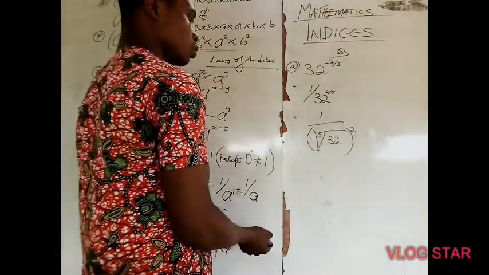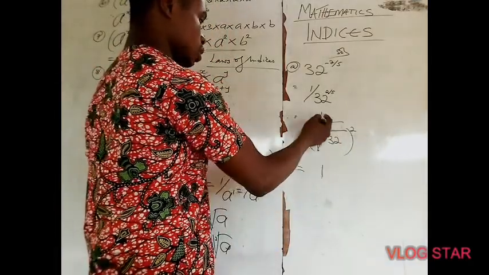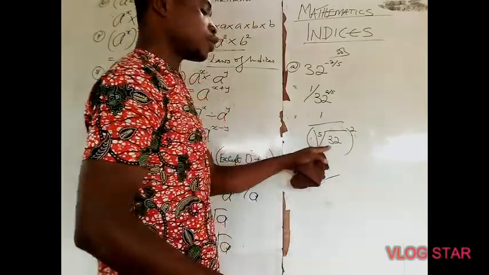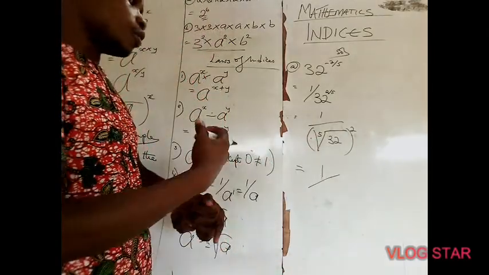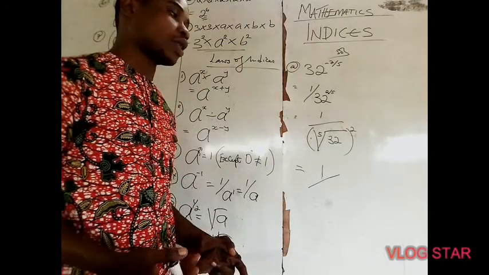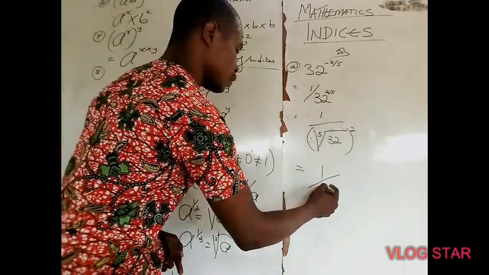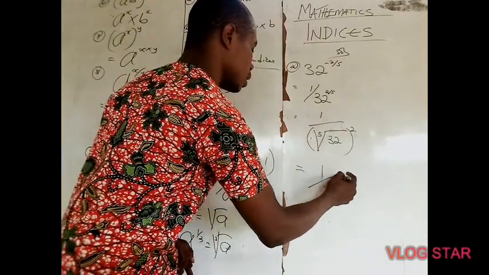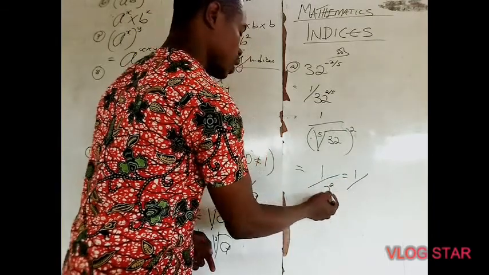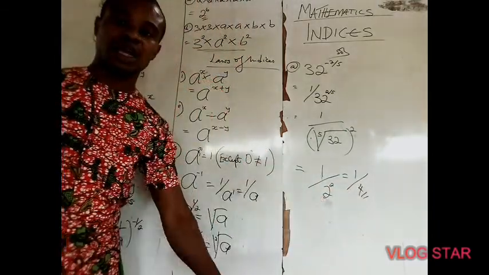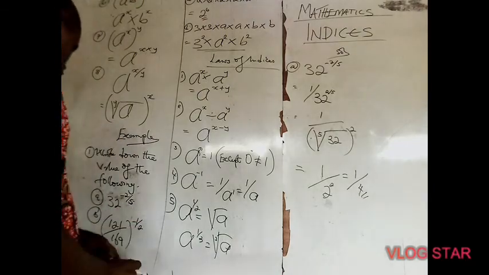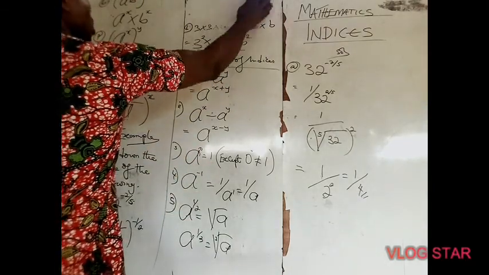And what will it give to you? That will be equal to 1 all over the fifth root of 32, which will give you 2. That is the number that can multiply itself 5 times to give you 32, that is 2. We have it as 2 raised to power 2, and that will be equal to 1 all over 4. That's the answer.